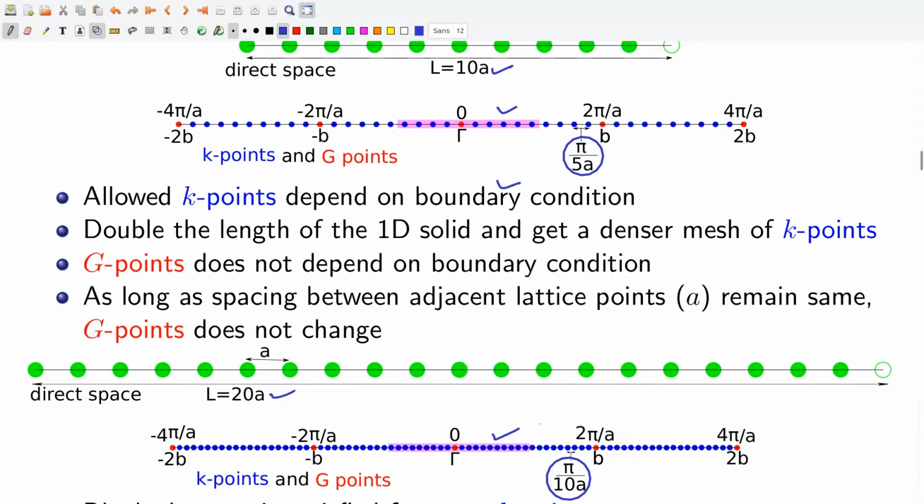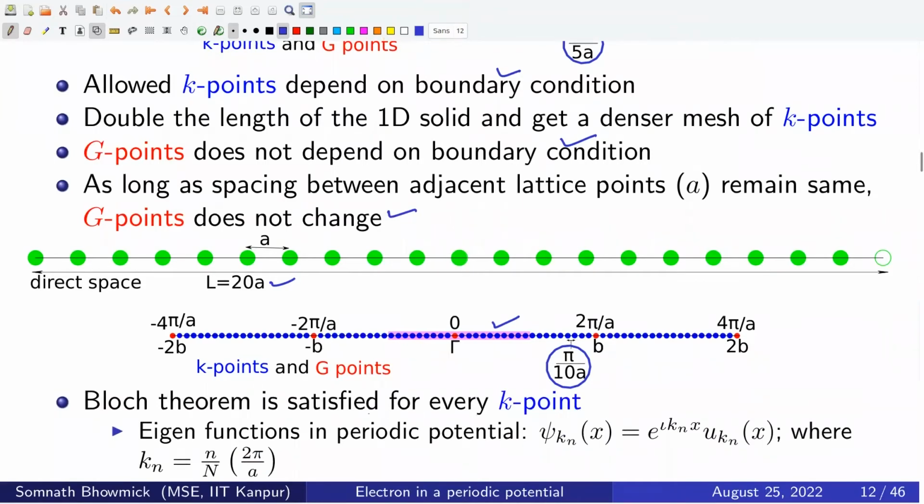However, G points always remain discrete because G points do not depend on the boundary condition. As long as spacing between adjacent points in direct lattice remains the same, G points do not change. Note that Bloch theorem is satisfied for every k point, and eigenfunction in a periodic potential can be written in this form for every k point.